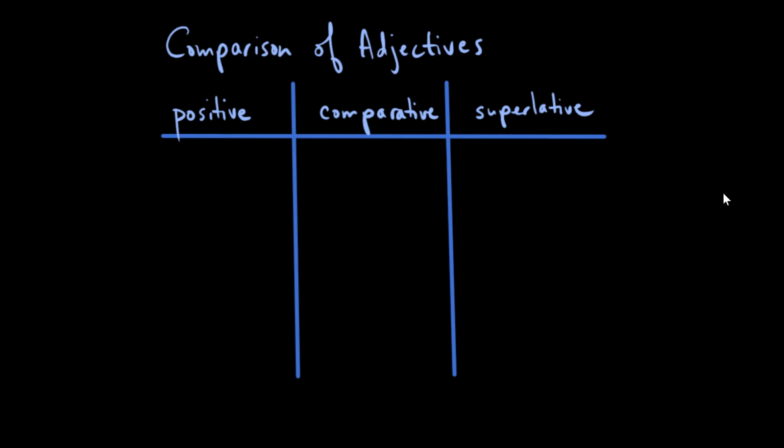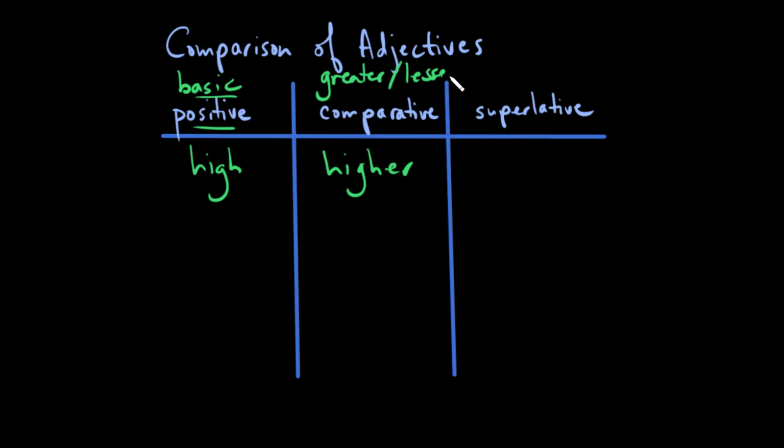Most adjectives have three forms, and the first of these is the positive form, which is the basic form of the adjective. If you use an adjective like high, for instance, then high is the positive form. If we want to compare a couple of things, we can use the comparative form, and this would be higher. So one thing is higher than another, and we can talk here about a greater or lesser degree of something.